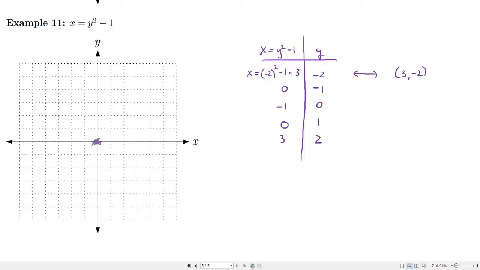Let's plot those. So if we index this by 1, 1, 2, 3. So 3, negative 2 is here. 0, minus 1 is here. Negative 1, 0 is here. 0, minus 1, or sorry, 0, 1 is right here. And then 3, 2. So 3 and then 2. The outputs we're also assuming are indexed by 1s. Okay, so the curve has to connect these points, and then it should continue on.